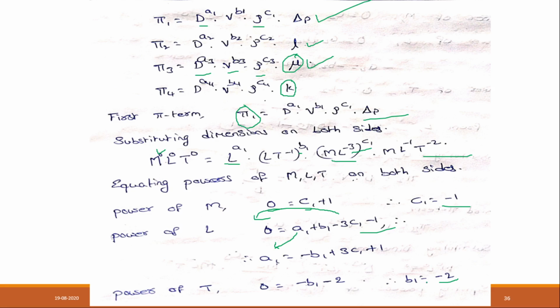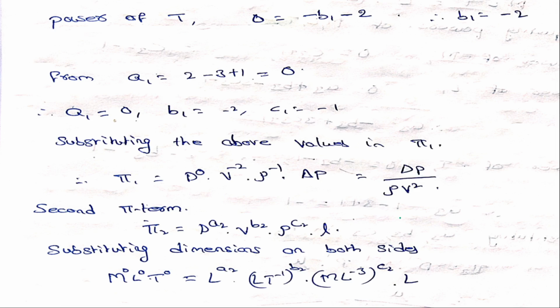Okay, now here substitute the b1 and c1 in a1. That is a1 is equal to 2 minus 3 plus 1, that is equal to 0. Why? Because here b1 value is minus 2, here already minus it is there, so minus of minus, plus 2, minus 3 into 1, minus 3, plus 1, that is 2 minus 3 minus 1, minus 1 plus 1, 0, that is our a1 value. So finally a1 is equal to 0, b1 is equal to minus 2, c1 is equal to minus 1.